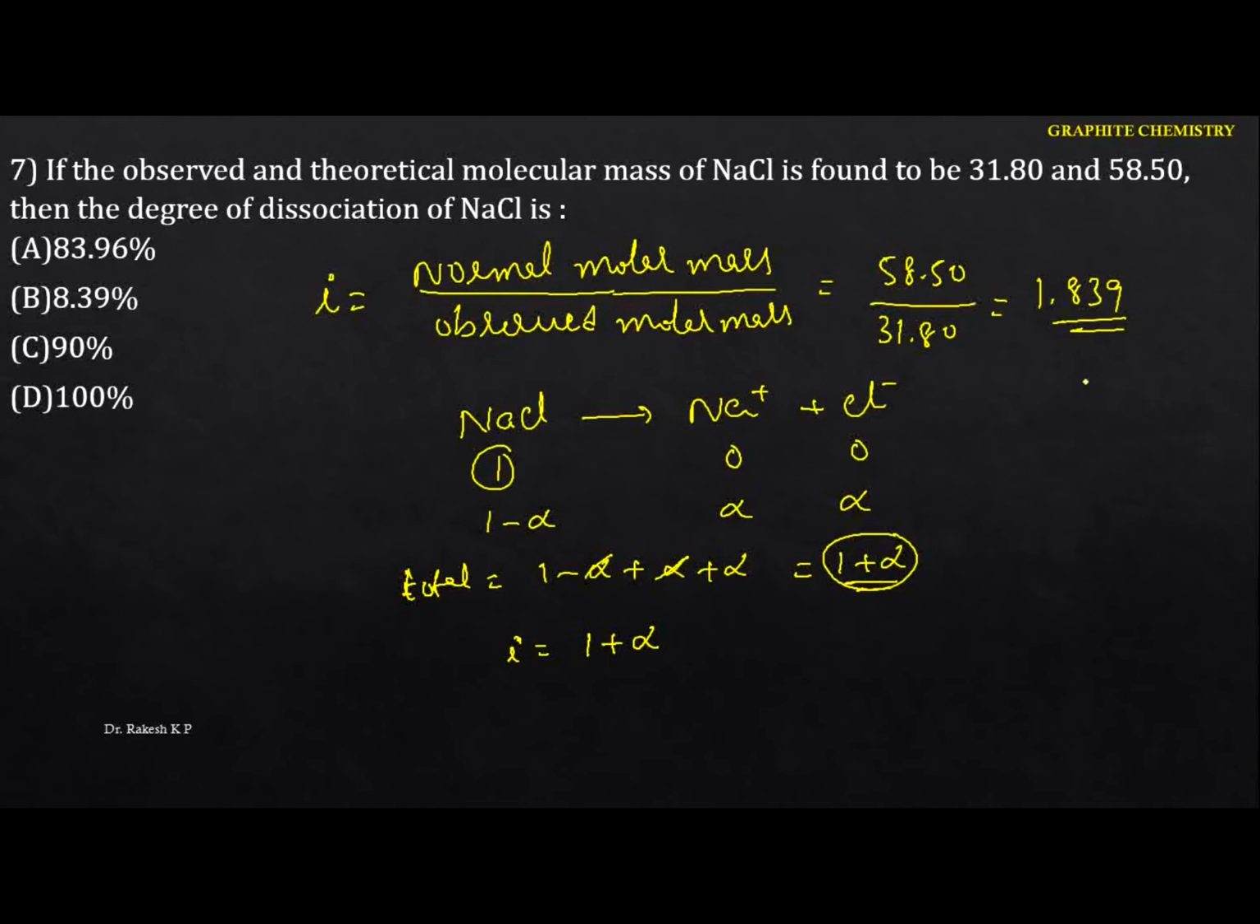But they're given the i value. What is the i value? They're given 1.839, which is equal to 1 plus alpha. Alpha is equal to 0.839. So this is the value you are going to get. For the degree of dissociation, you have to multiply by 100. That is 83.9%. Hence in this case the option will be A. Okay, so next one.